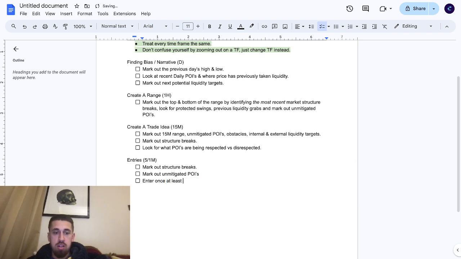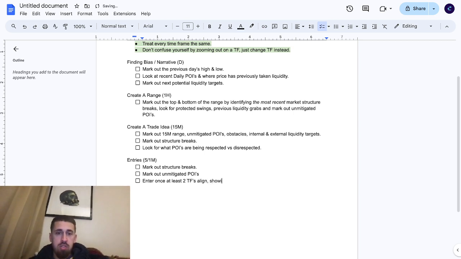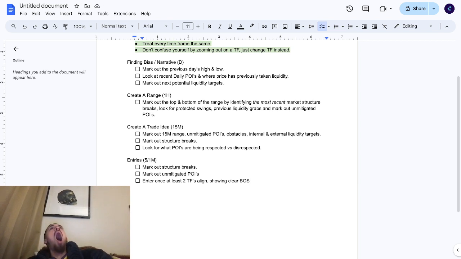At least 2 time frames showing clear cross, and liquidity inducement near POI.